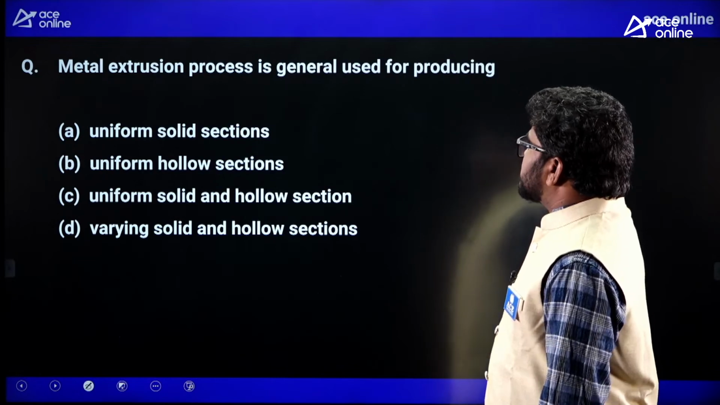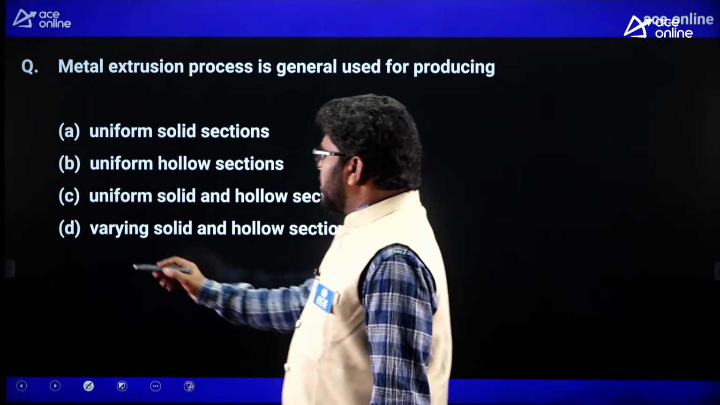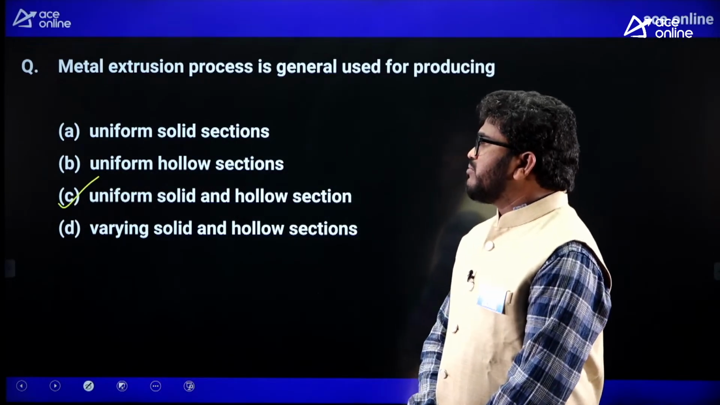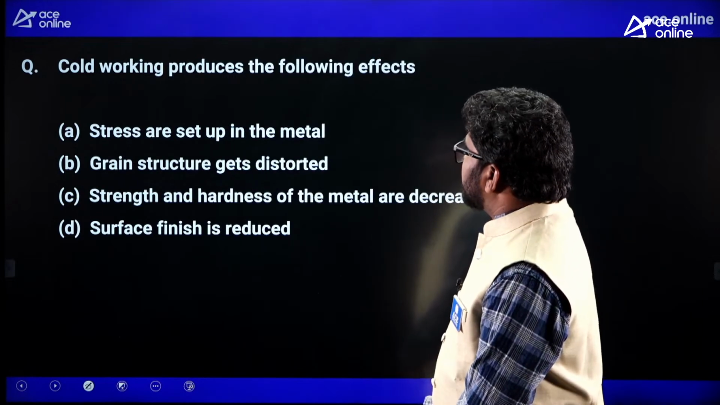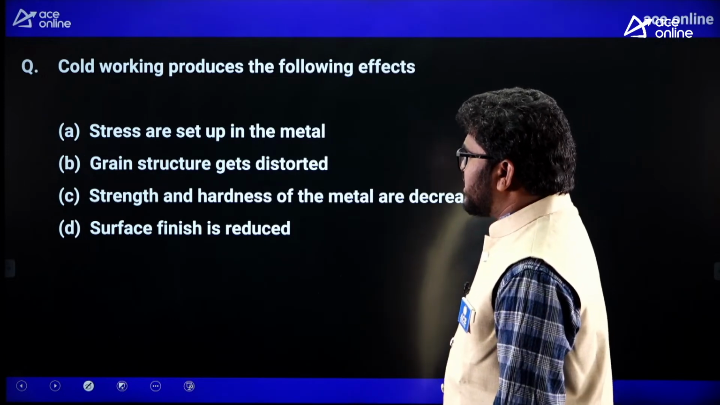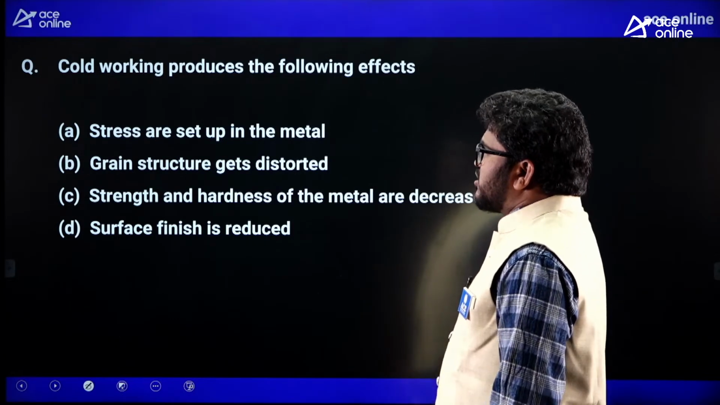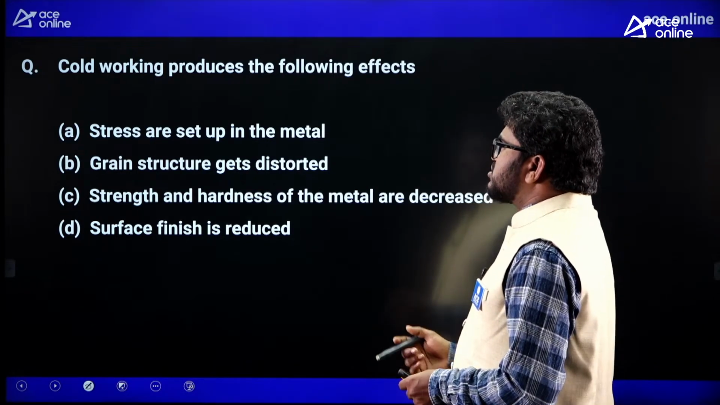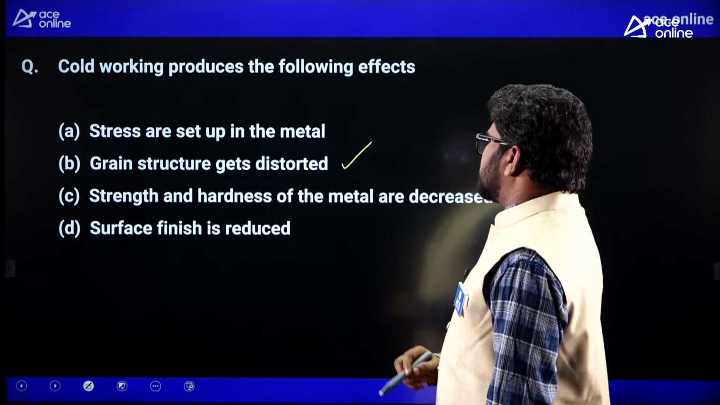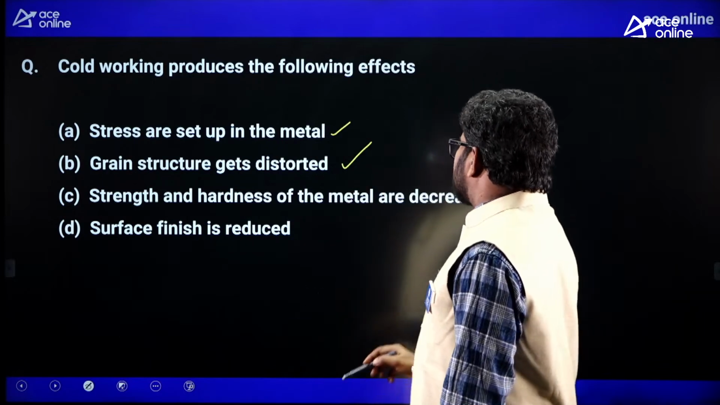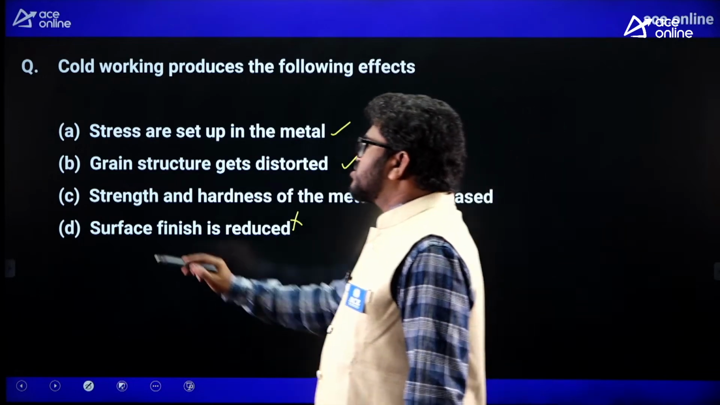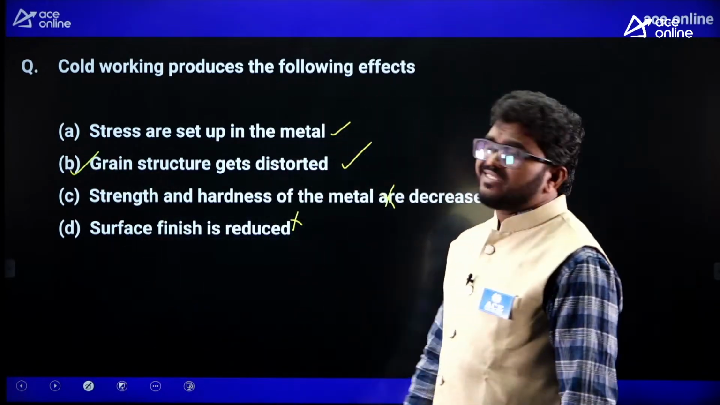The metal extrusion process is generally used to produce uniform solid and hollow cross-sectional components. We can make solid and hollow cross-sectional components by using this process. In cold working, the grain structure is distorted, and you will get a smooth surface finish. Residual stresses are also set up in the operation. Strength and hardness are increased, and surface finishing is good. Out of these, the most effective answer is that the grain structure gets distorted.